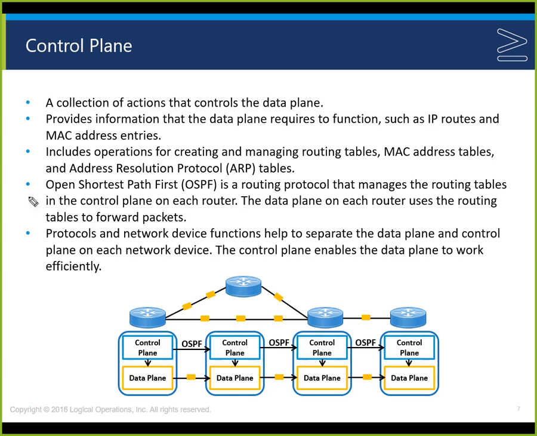Another kind of image here, the control plane: actions that control the data plane, which is kind of using it in itself, but it's got the instructions. It's got the protocols running on it, and it sends the information that we need to do the work. So the control plane, OSPF, would be here, and it would send the forwarding tables to the data plane so that they would know which interfaces to send the information out of. It requires functions such as routes and MAC address entries. So the MAC table is there. It sends the MAC addresses to the data plane.